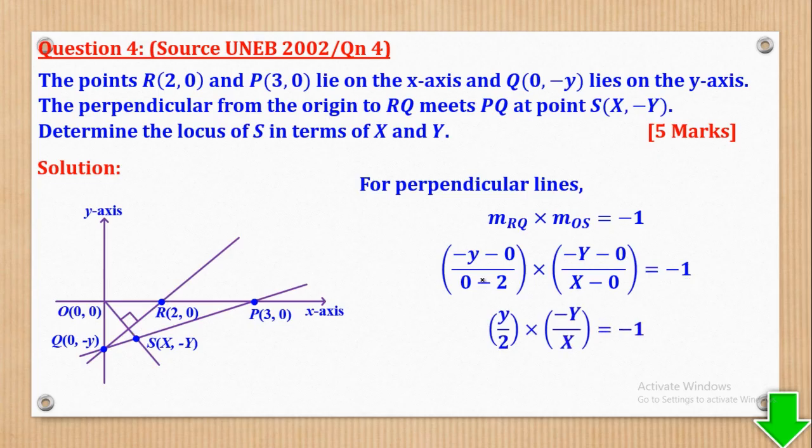When I simplify, I'll come up with that. So this gives me that, and this gives me that. Therefore, small y is equal to capital X over capital Y. So here we are case sensitive. So we shall call that equation 1. That was for perpendicular lines.